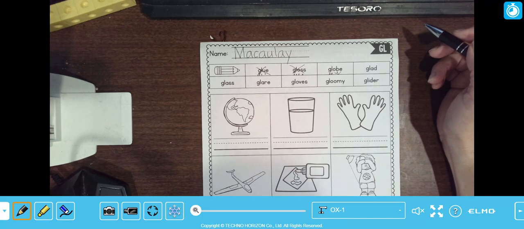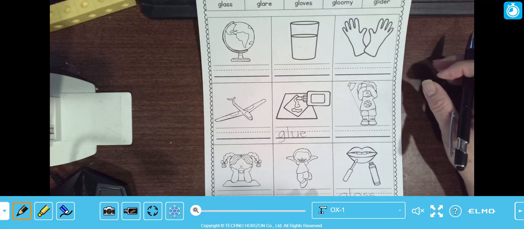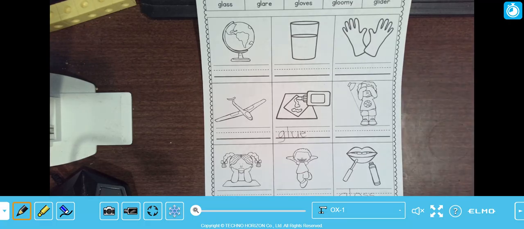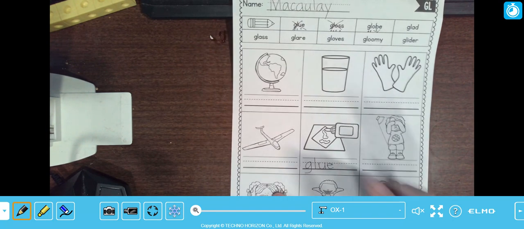Yes, it's the word globe. So which one of these pictures matches the word globe? Yep, this one. This is a globe. The globe is a model of the planet.